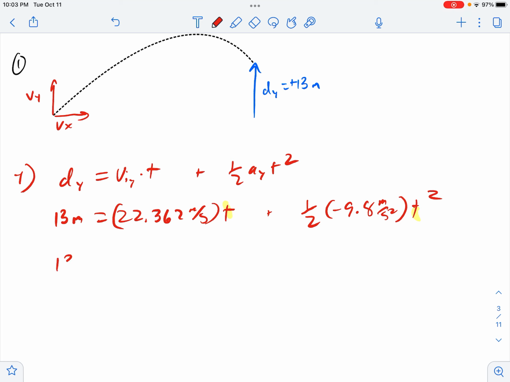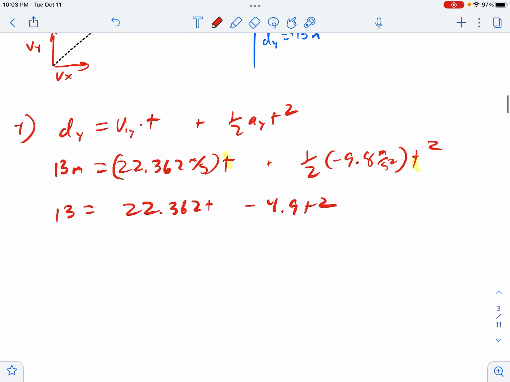I'm going to clean this up a little bit. So 13 is equal to 22.362 times t, just to make it easier to see, minus 4.9 t squared. I'm going to do a little rearranging here. I'm going to move the 13 over, keeping the negative 4.9 t squared and the 22.362 t, and bring that 13 over to this side.